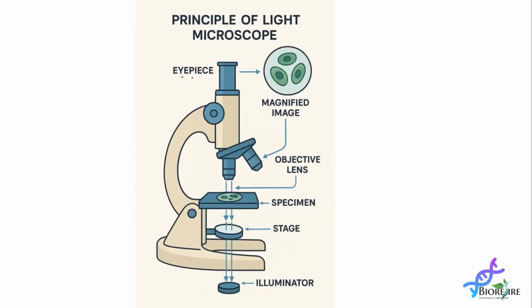This is the microscope. This is the eyepiece lens. This is your objective lens. This is the stage, and this is the illuminator, meaning the light source. This light source passes through the stage, then it passes through the specimen. Then it is collected by the objective lens, and then the eyepiece lens magnifies these images.